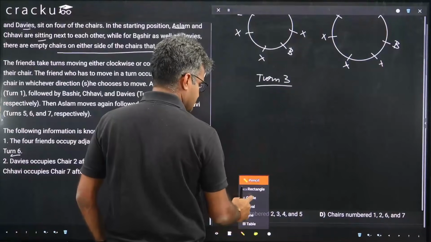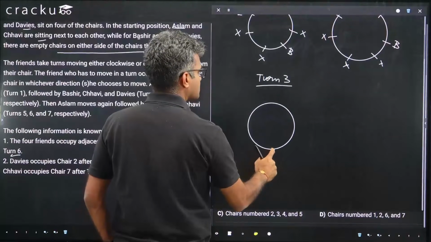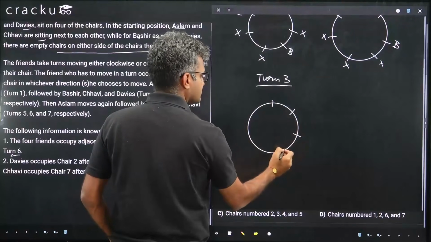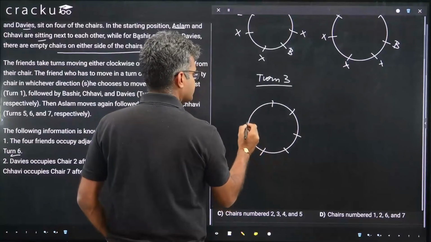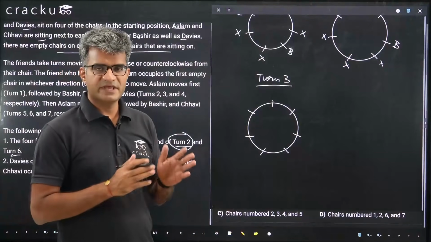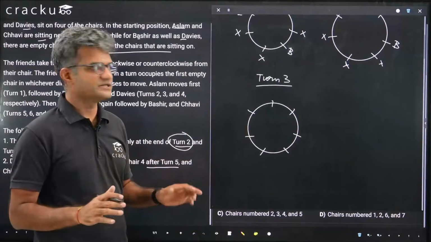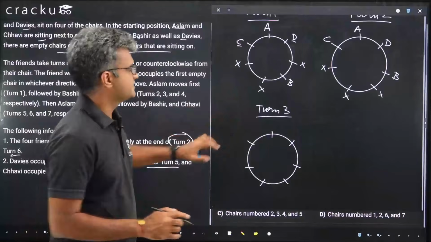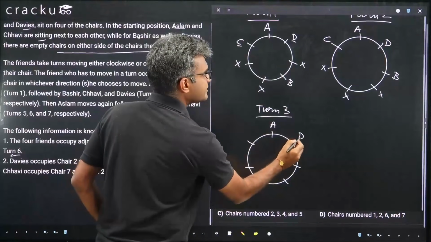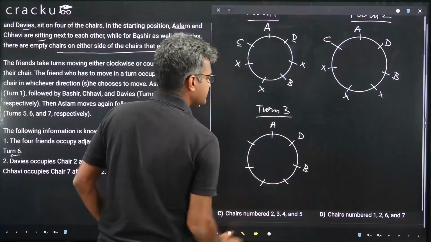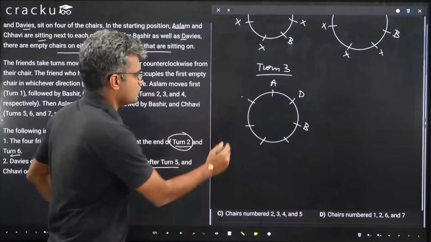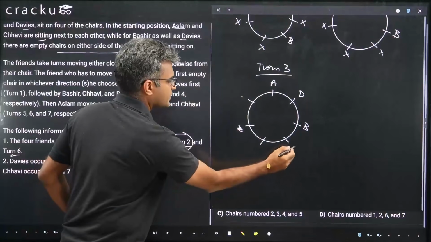Let me draw a circle. This is 1, 2, 3, 4, 5, 6, and 7. In turn 3, only C is moving. A, B, and D are not moving in turn 3, so they will stay where they are. This will be A, this will be D, and this will be B. This was where C was at the start. So C will either move over here or over here.